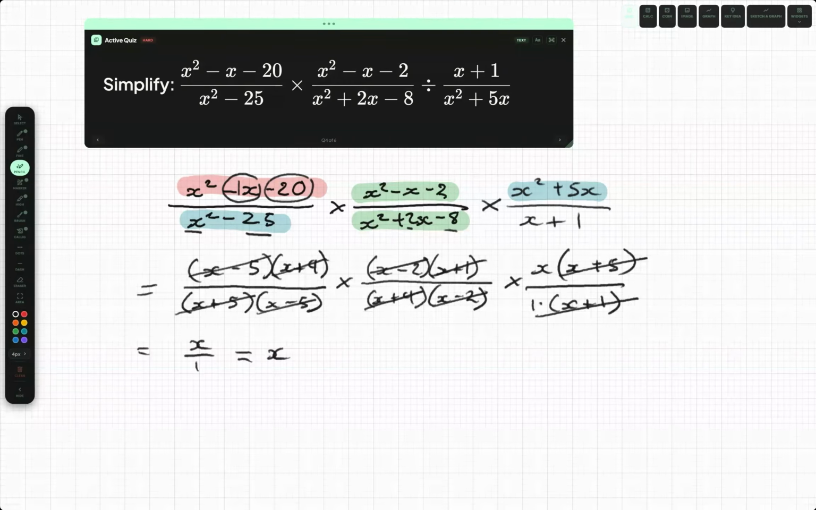All right. A lot of work to get to that one. In fact, a lot of these questions that we end up doing like this always end up being the simplest value that you could have gotten to.